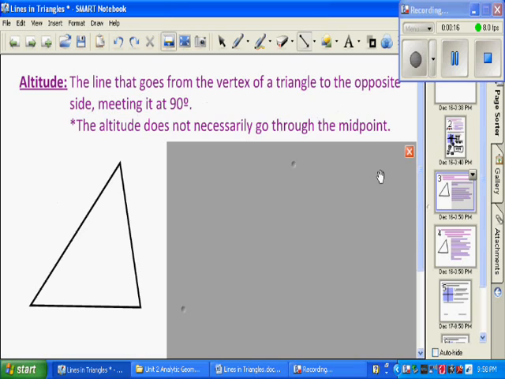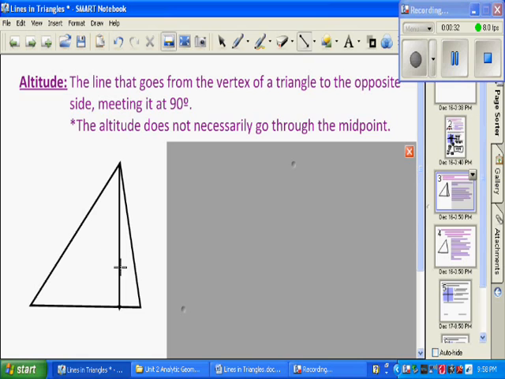So it's the line that goes from the vertex of a triangle to the opposite side, and it has to meet the opposite side of the triangle at 90 degrees. So it starts at this vertex here, it would meet at 90 degrees. Okay, so this line here is your altitude.